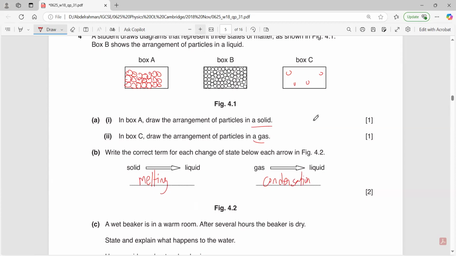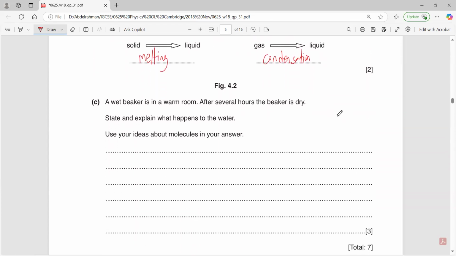Yeah, condensation. A wet beaker is in a warm room. After several hours, the beaker is dry. State and explain what happens to the water. What happens? Evaporation. What happens during the evaporation? The most energetic molecules escape from the surface, leaving behind the least energetic molecules. Or you can just say that the most energetic molecules escape from where? From the surface. That's all we need. This is only a 3 marker.